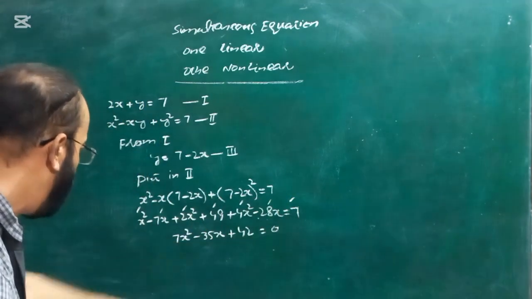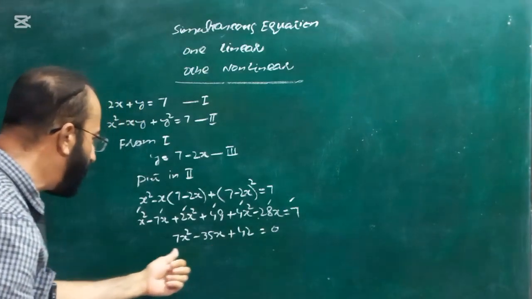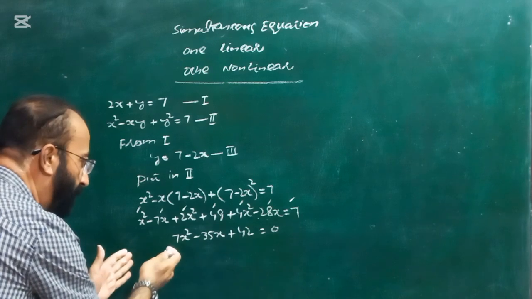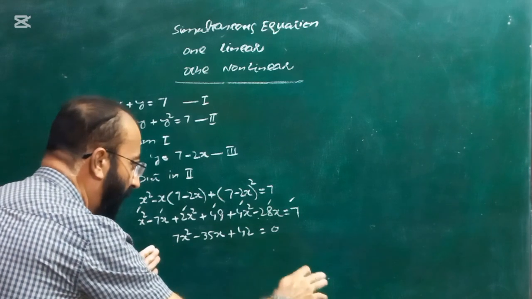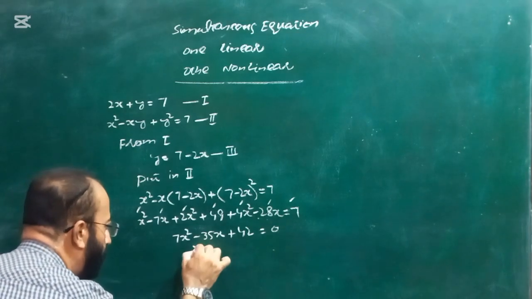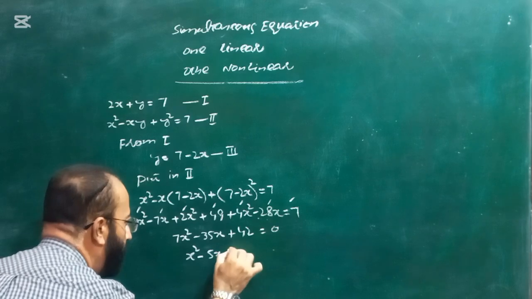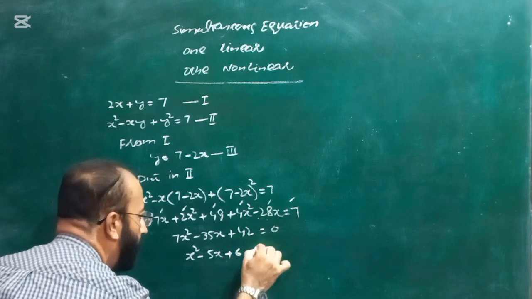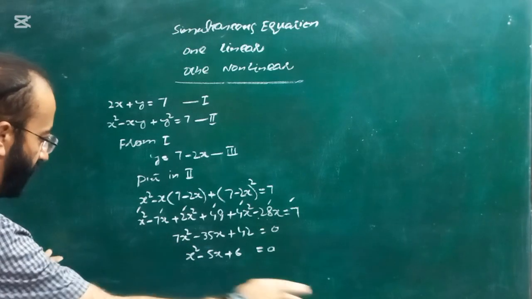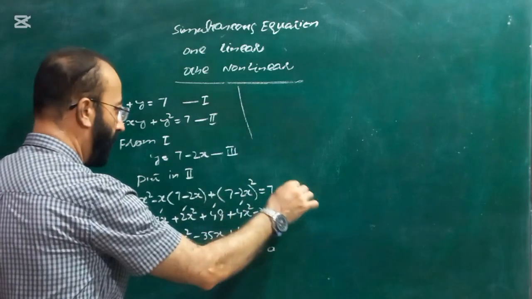So all these values are simplified now. At this step we can see that we can take 7 as common. That will make the equation simpler. Okay, 7 will be taken as common and shifted to right hand side to make it 0. So the remainder will be x square minus 5x plus 6 equal to 0. So this is the simplified form now.